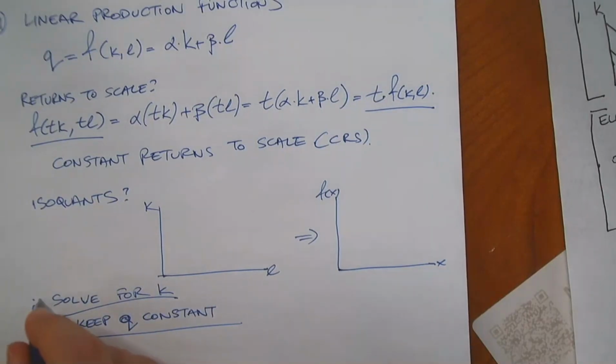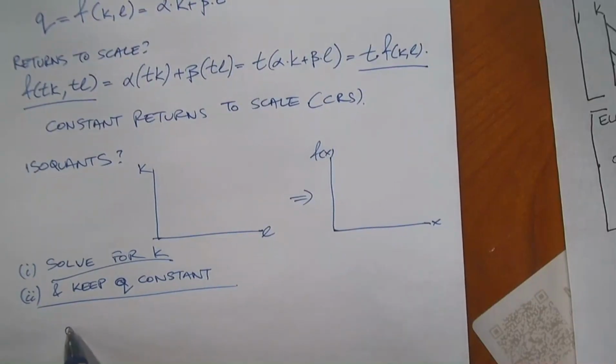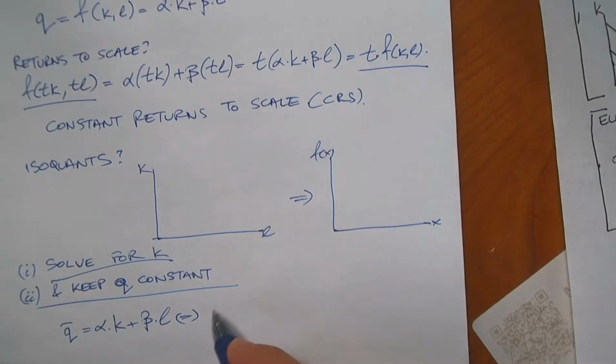So first, second. And that should give us an isoquant. If we want to keep Q constant, how do we do that? We put a bar on it. So that's like having a number. It's like having an equation where this is a 10. It's not a variable anymore. It's like 100 is equal to alpha times K plus beta times L. Okay? Solve for K. Easy.